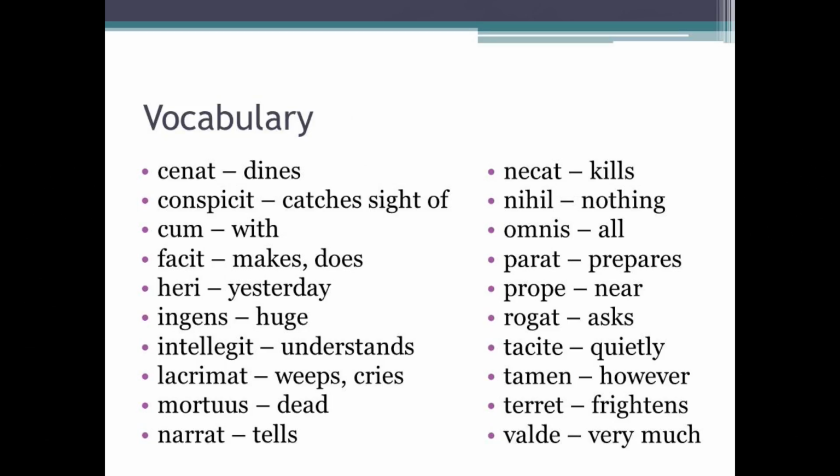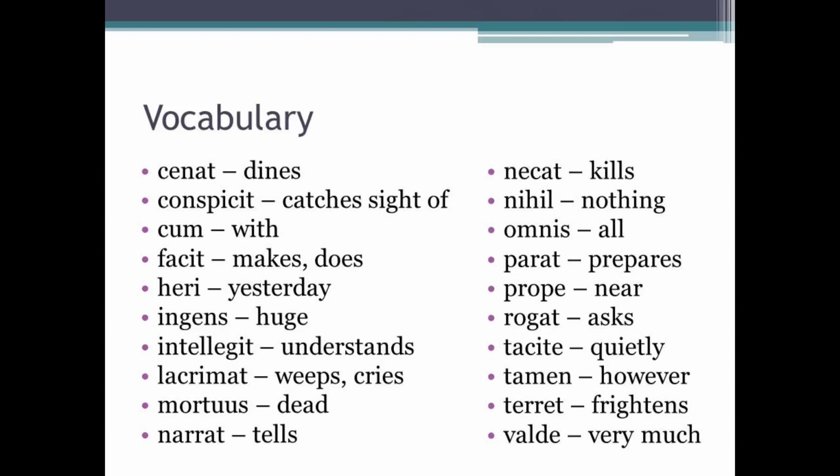Phew, I know that was some boring grammar, but we finally finished recapping, and now let's have a look at some more vocabulary. Cenat means dines. Conspicit means catches sight of. Cum means with. Facit means makes or does. Heri is yesterday. Ingens is huge. Intelligit means understands. Lacrimat is weeps or cries.